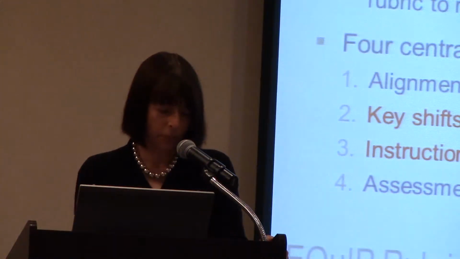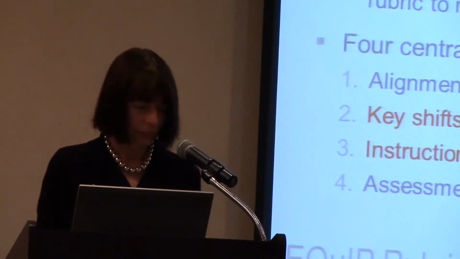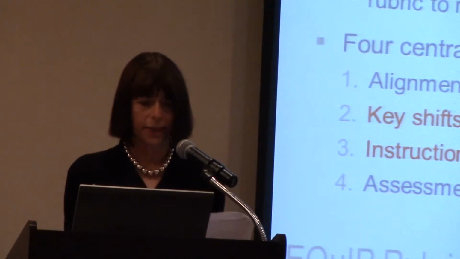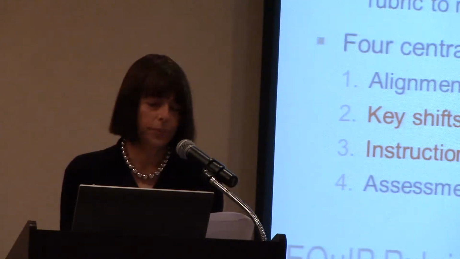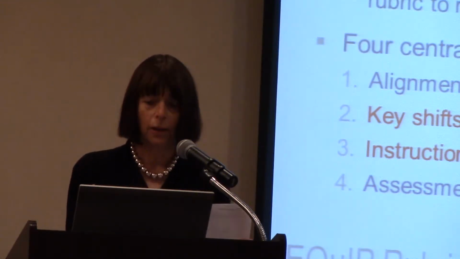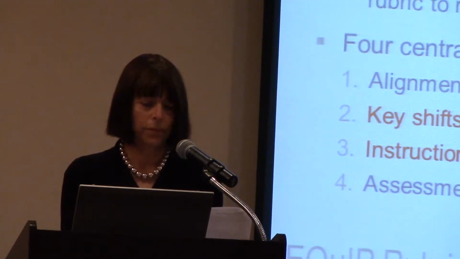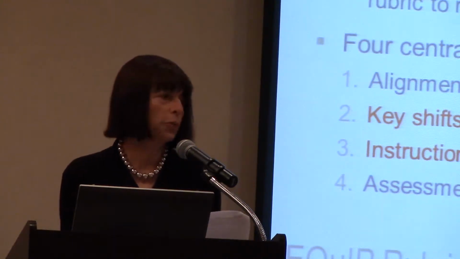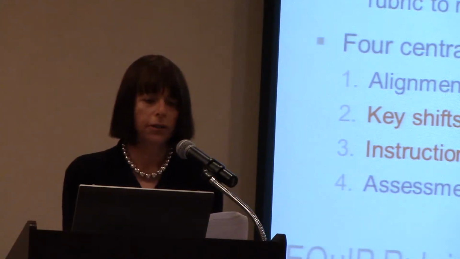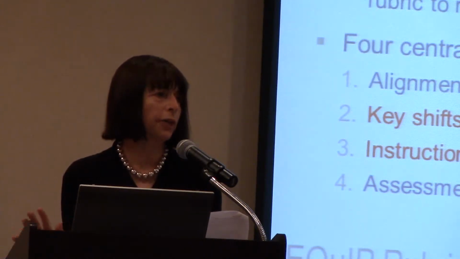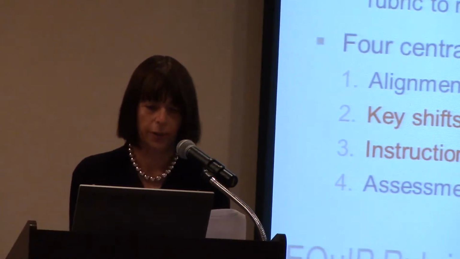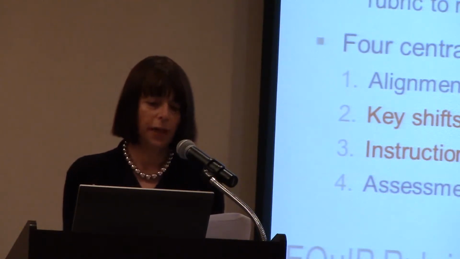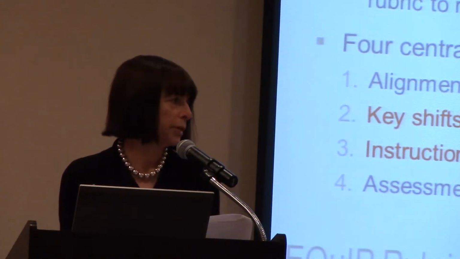So the EQUIP rubric, you might want to take a look at it now. As I mentioned, it's now being overseen by the American Diploma Project, and it's standards to ensure curriculum aligns to the Common Core, and it also includes a rubric to rate curriculum. If you go onto the EQUIP website, there's lots of other information related to how to do this. And there are 4 central foci: alignment to the depth of the Common Core, key shifts in the Common Core state standards, instructional supports, and assessment.